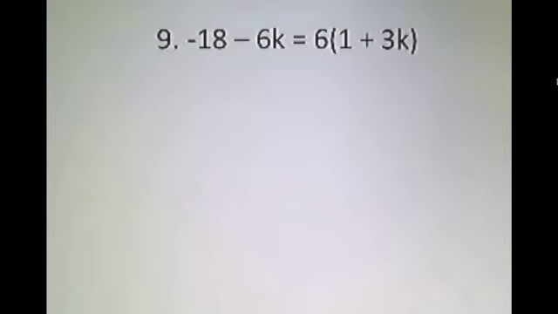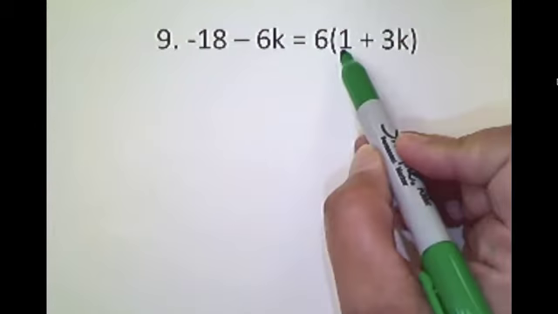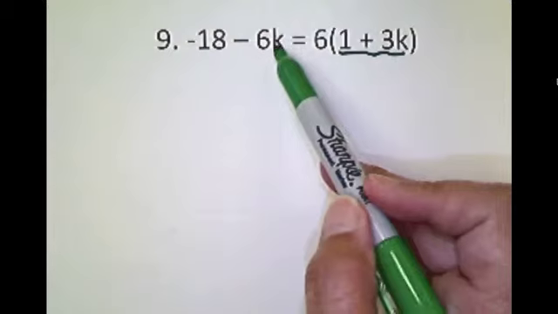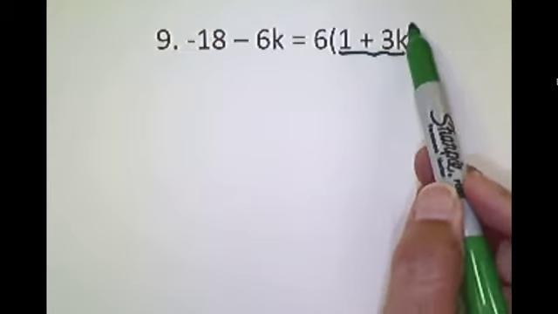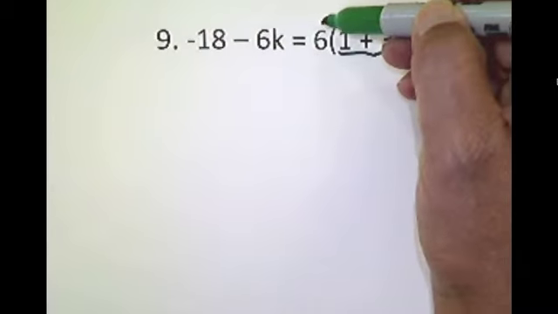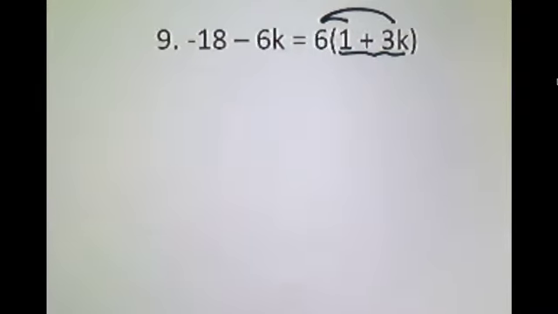This one looks a little bit different because it does have parentheses in the problem. 6 is on the outside of this parentheses. This is called the distributive property. Anything that is in front of the parentheses is multiplied by everything inside. So before we can get all of the k's together, I need to eliminate the parentheses. I'm going to take 6 and multiply it by each one of those terms.